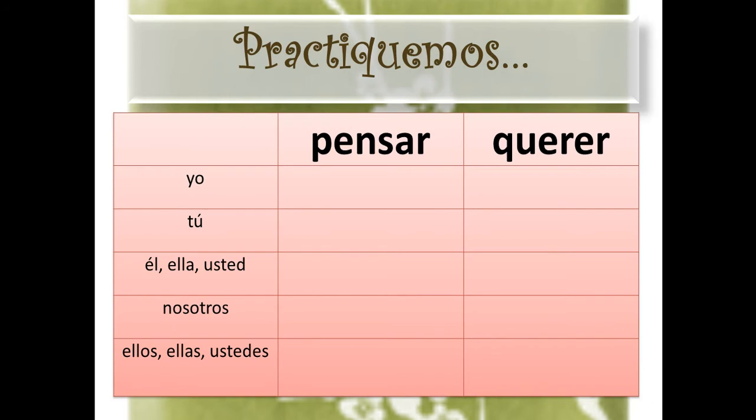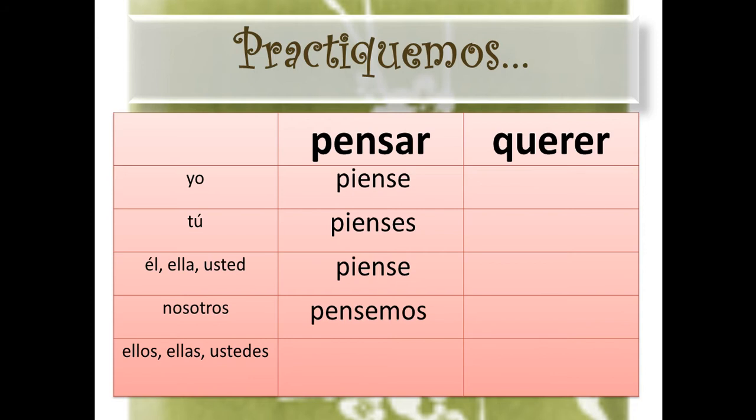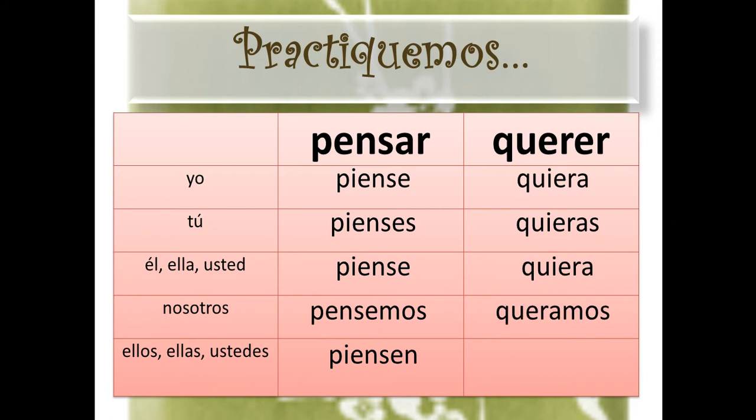Alright, pensar. So we have piense, pienses, piense, pensemos, and then piensen. Nosotros is outside of the boot, and since this is an AR verb, nosotros cannot stem change. Querer, quiera, quieras, quiera, queramos, quieran. Again, nosotros cannot stem change for querer because it is outside of the boot and it is not an IR verb.